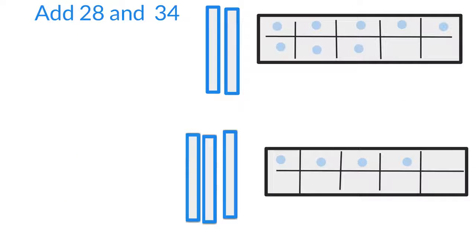Okay, so now we're going to be doing a two-digit number by a two-digit number. So we have the number 28 and 34. We're going to be adding these together, so 28 plus 34. Once again, we model the 2 tens and 8 ones. The 8 ones are in the tens frames, and for 34 we're modeling the 3 tens and the 4 ones over here. So what we first want to do is add the ones.